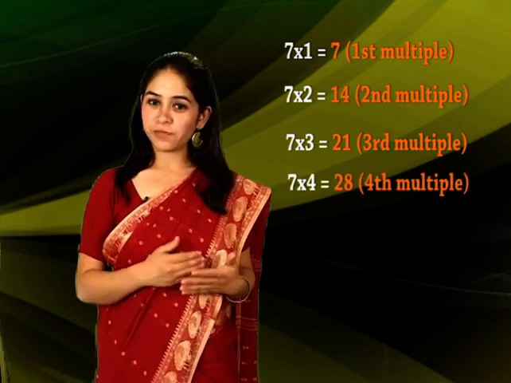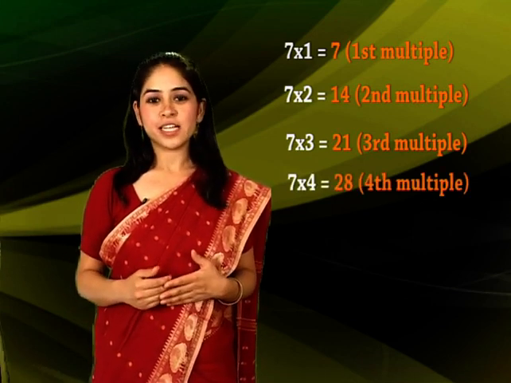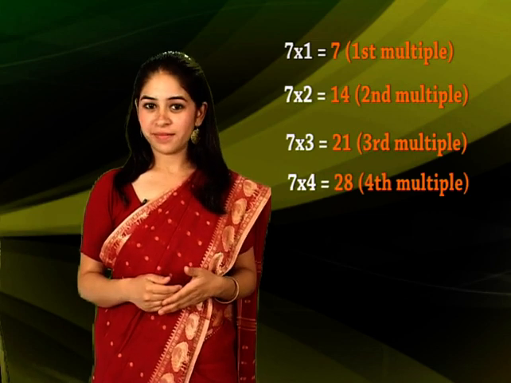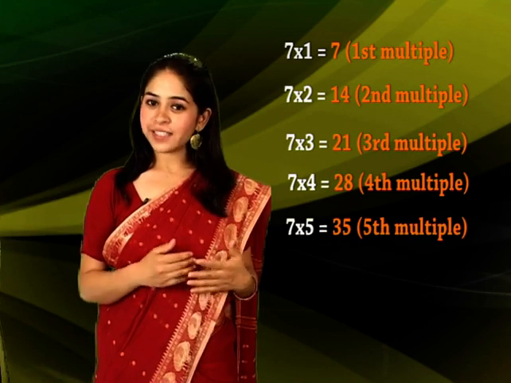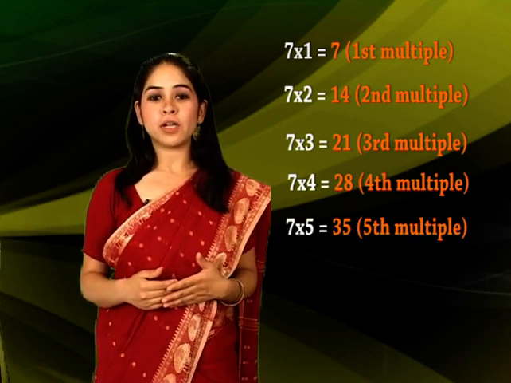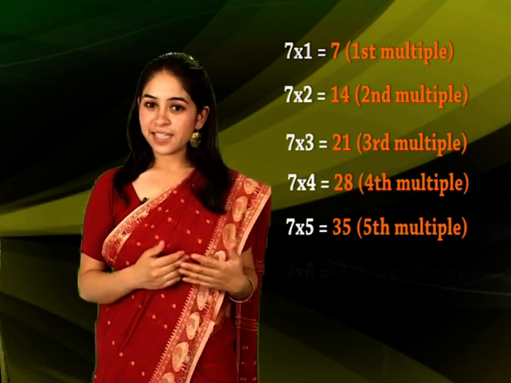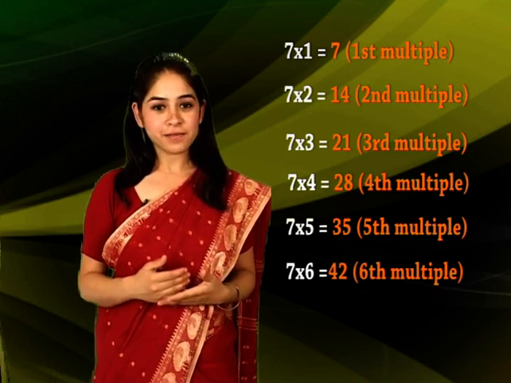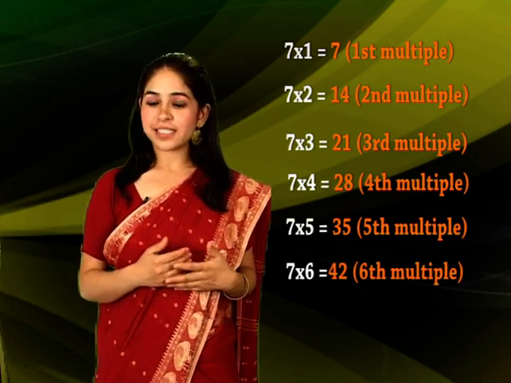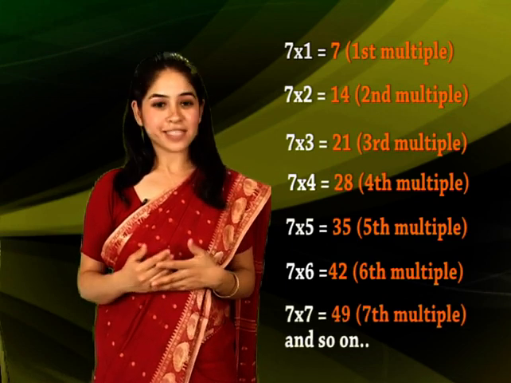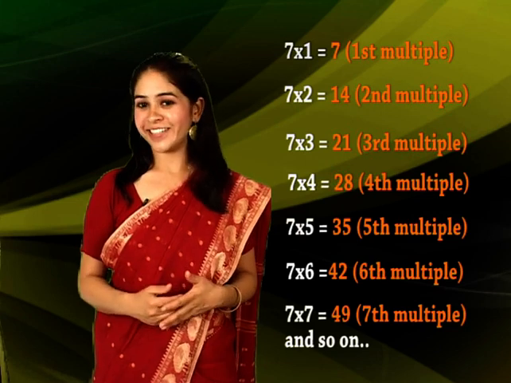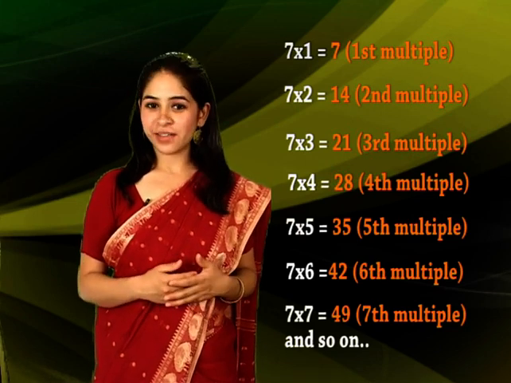7 multiplied by 4 gives 28, the fourth multiple of 7. 7 multiplied by 5 gives 35, the fifth multiple of 7. 7 multiplied by 6 gives 42, the sixth multiple of 7. 7 multiplied by 7 gives 49, the seventh multiple of 7, and so on.